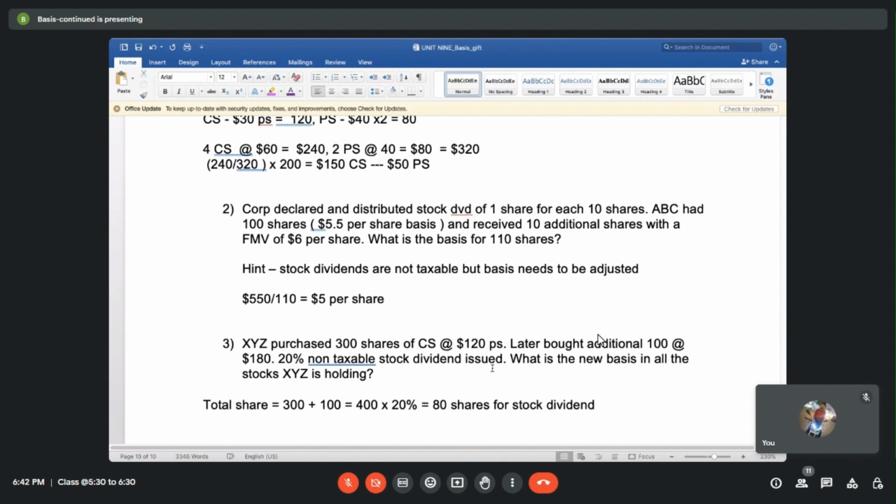Now, because these were bought at different prices, we need to consider those prices. So let's say for 300 shares, 20% was issued, 20% is 60. And on 100 shares, 20% is 20. That's how we became 80.